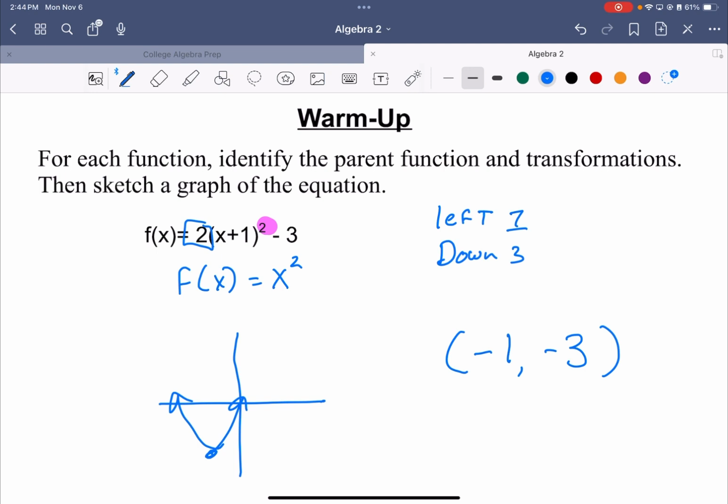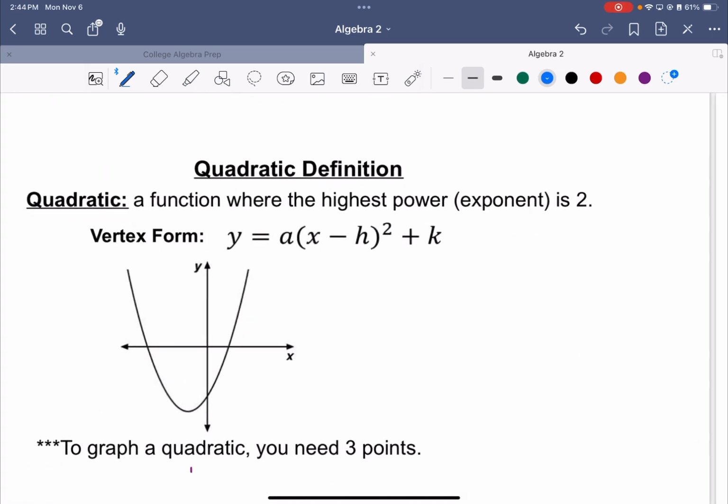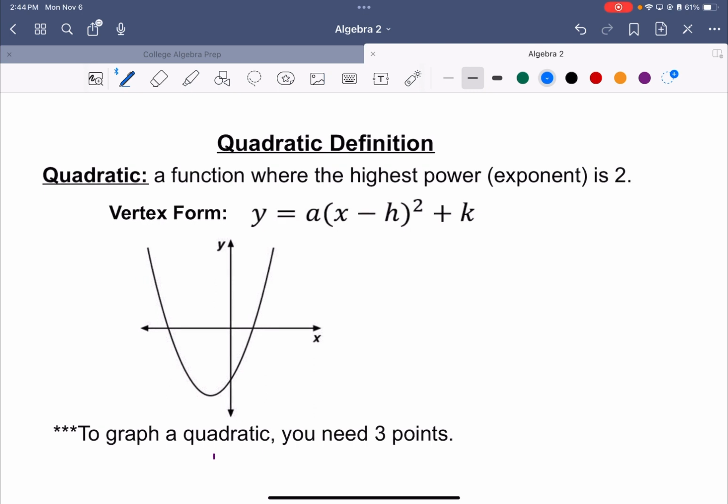Today what we're going to do is put a name to this form and then find this piece right here, and then a couple other pieces as well. So some definitions, some words, because we like words in mathematics. A quadratic is a function where the highest power is 2. Anyway, a quadratic is where the highest power of the exponent is 2. So it's this squared piece of it right here.